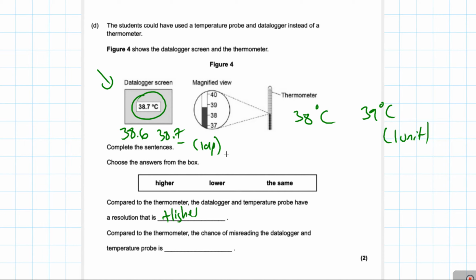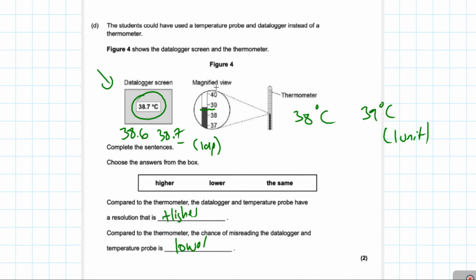Compared to the thermometer, the chance of misreading the data logger or the temperature probe is lower. The reason why is because you have to eyeball what is happening with the thermometer, so you might misread it. There's no exact value for you to read, so if it's roughly halfway, someone might round it up, someone might round it down. While here, there's no ambiguity, no uncertainty. It's just going to read off the value.